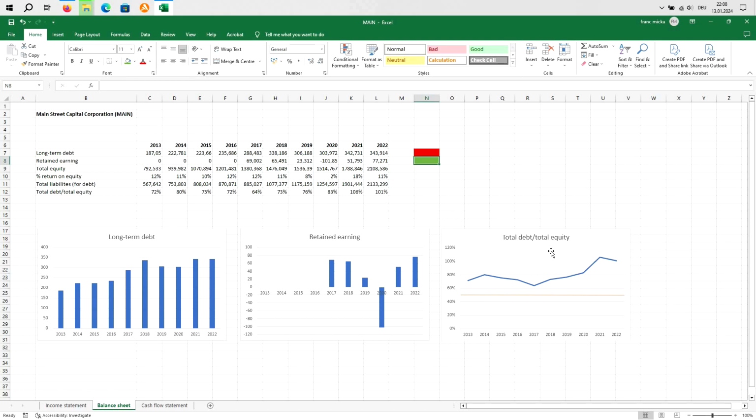Total debt to total equity is also one additional metric that I will analyze in all the companies from now on. Ideally, you want this to be less than 50%, and here you can see that it's always more than that, even 106%. You can calculate total debt to total equity by dividing total liabilities by total equity. And here this is a red flag, obviously.